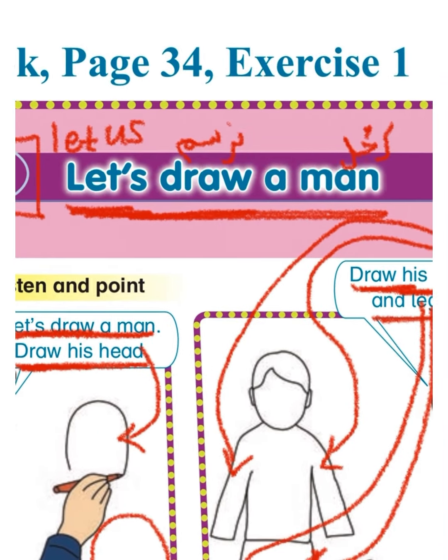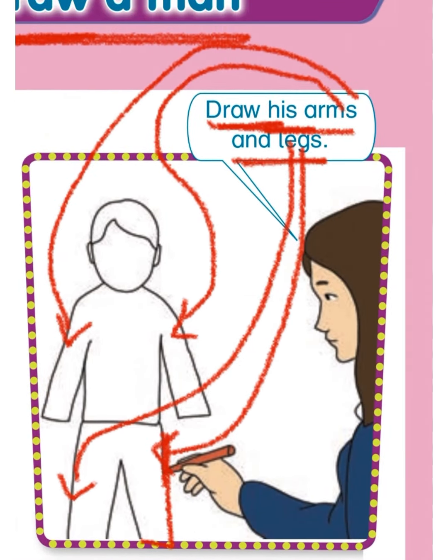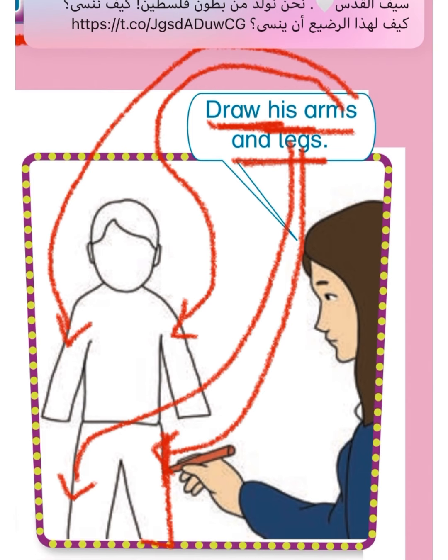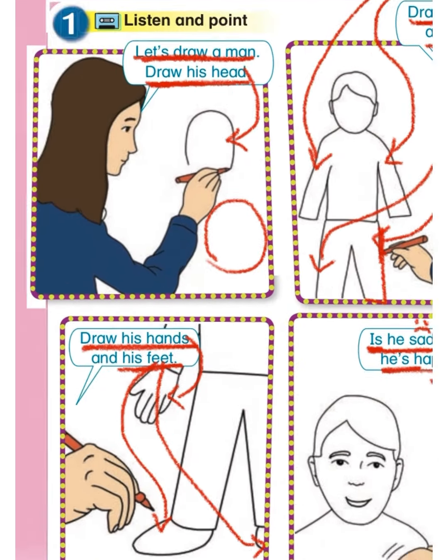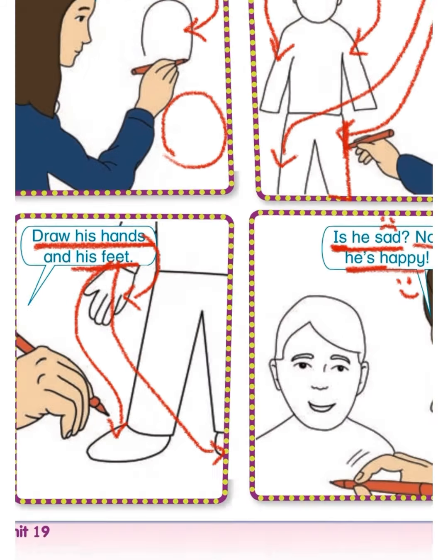The title is Let's Draw a Man. Picture number one. Let's draw a man. Draw his head. Head means رأس. Draw his arms and legs. Arms means ذراعيه. Legs, أرجله, رجليه. Okay? Okay. Draw his hands and his feet. Hands, كفوف يده. Feet, قدمي.